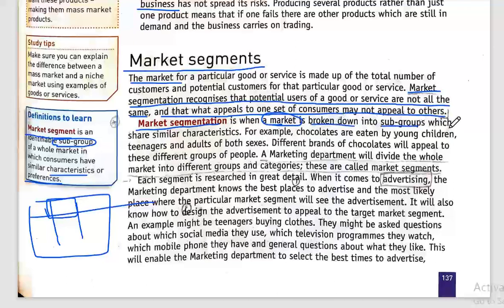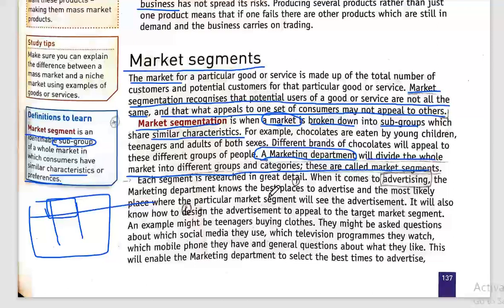I will put subgroups from this huge market, and also in these subgroups I'll put the customers who have similar characteristics, similar interests and preferences. So who's going to do this segmenting part? The segmenting part is going to be done by the marketing department. They're going to divide the whole market into different groups and categories, and it's called market segments.